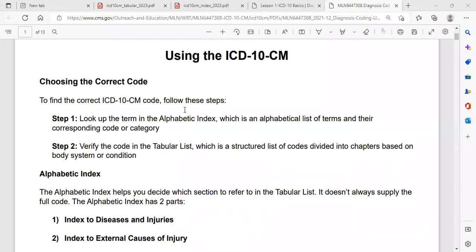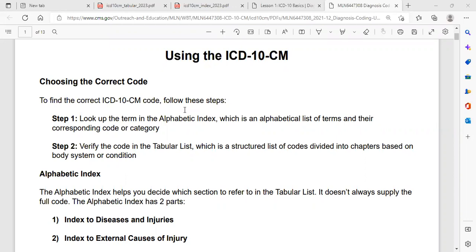What is up, YouTube? We're going to be talking today about the very basics of ICD-10-CM, International Classification of Disease, number 10, Clinical Modification. So ICD-10 has been updated from ICD-9, and there is a clear structure to how you look up these codes. So I'm just going to give a basic overview of how to look up ICD-10-CM.